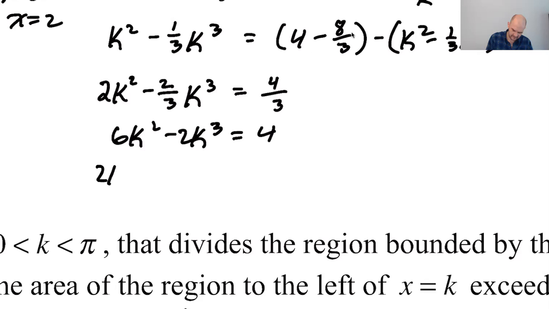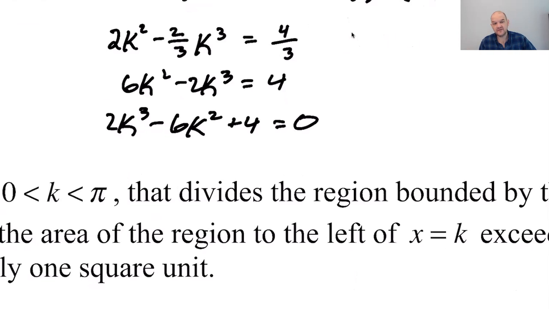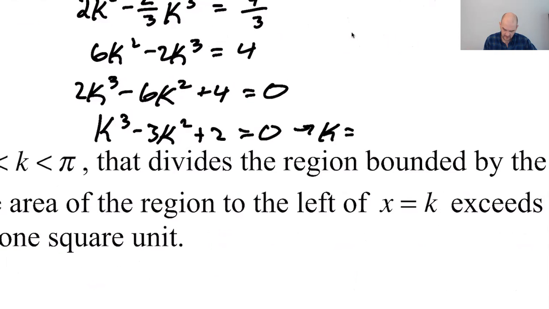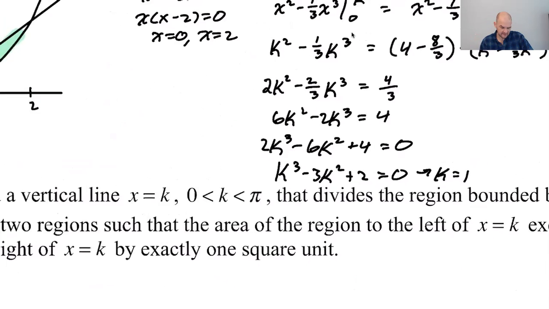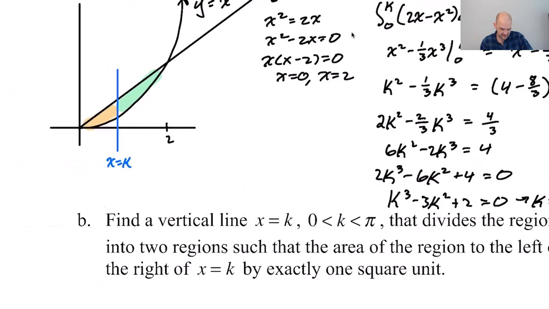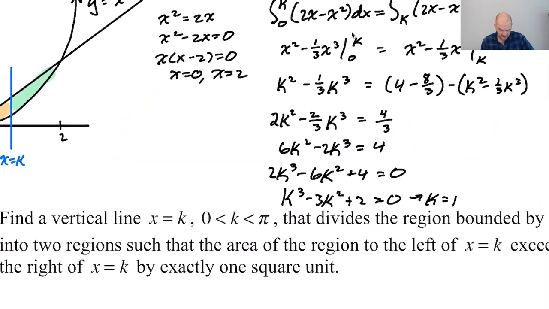So now 2k cubed minus 6k squared equals negative 4, bring it over, so plus 4 equals 0. And now you have to solve a cubic, and that's fun. k cubed minus 3k squared plus 2 equals 0. You can just guess that k equals 1 works. k equals 1 for sure works. And then if there are more values, there's no way that they're between 0 and 2. The answer has to be between 0 and 2. k equals 1 works. There's no way any other answer between 0 and 2 is going to cut this region in half.